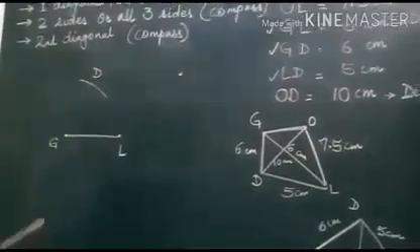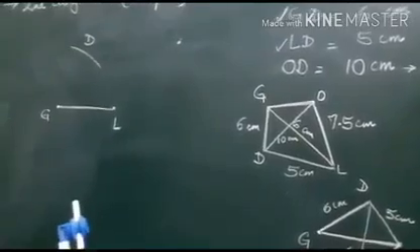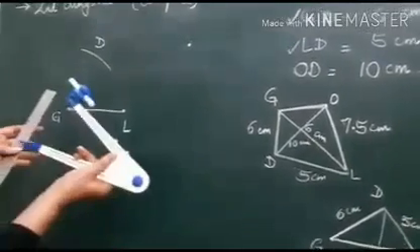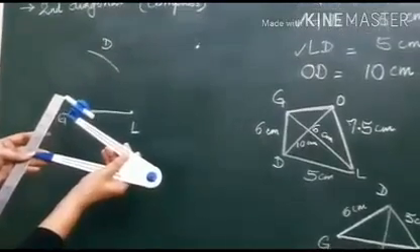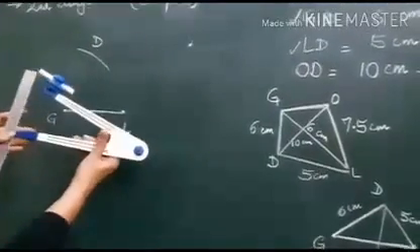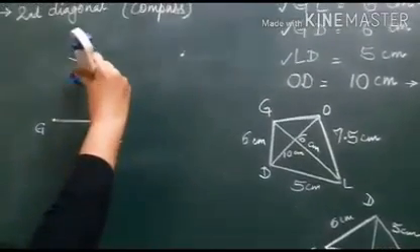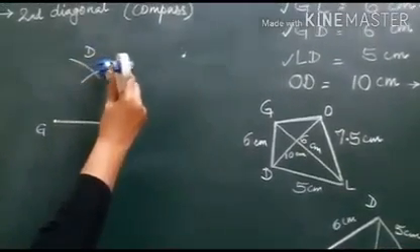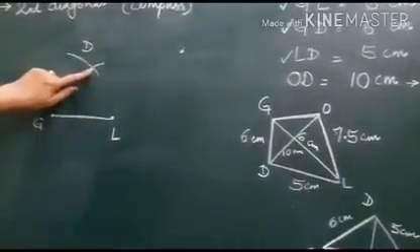Referring to your rough figure, you can see LD is 5 centimeters. So take a measure of 5 centimeters on your scale, in centimeters, don't forget that. From L make an arc of radius 5 centimeters. Where these two arcs meet, we get our point D.